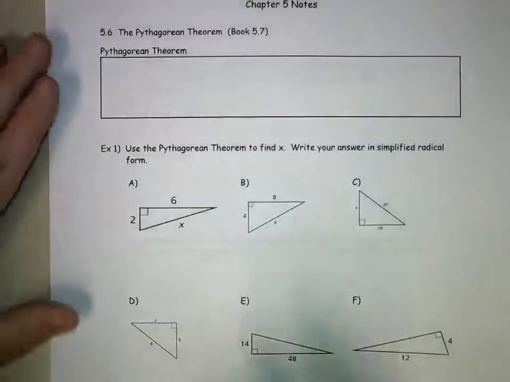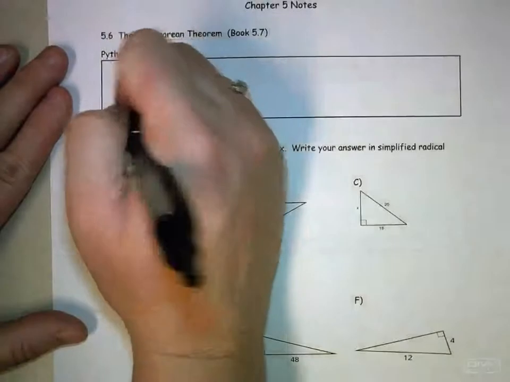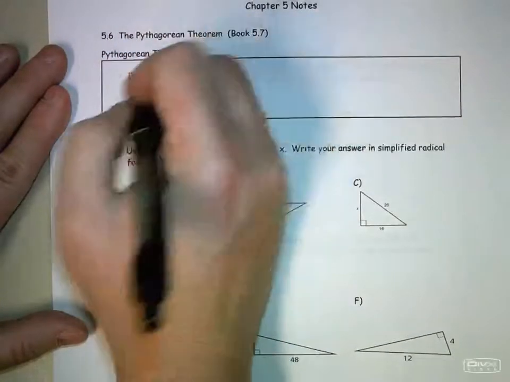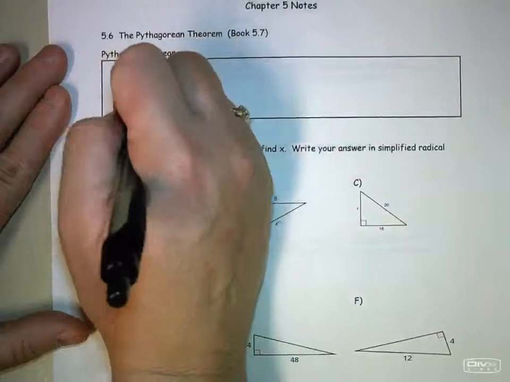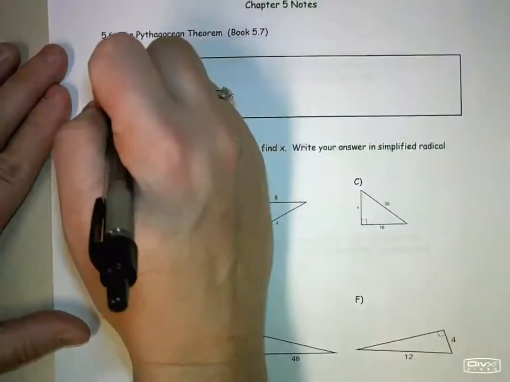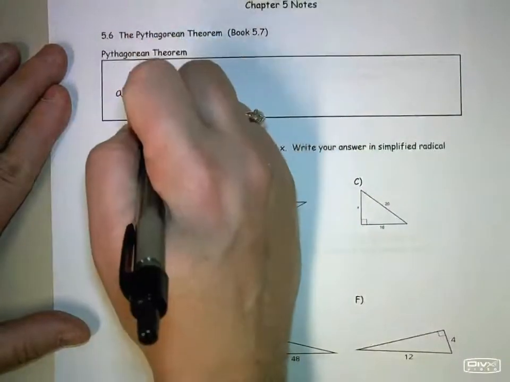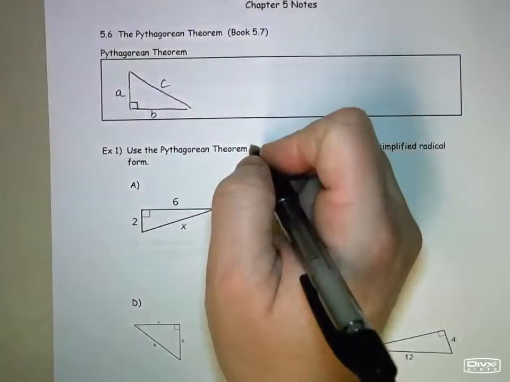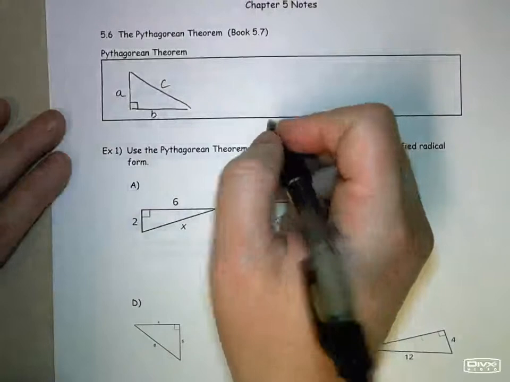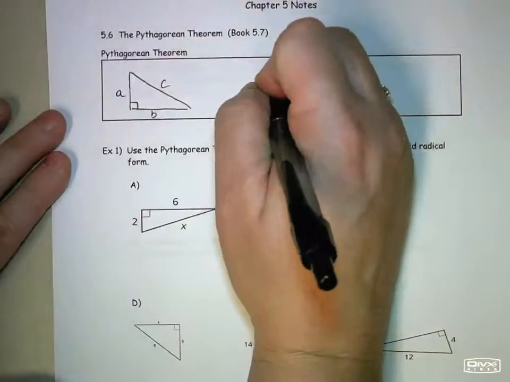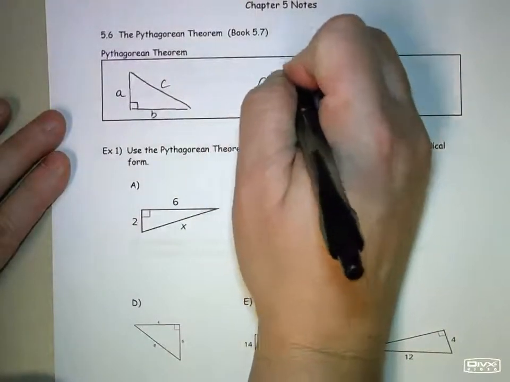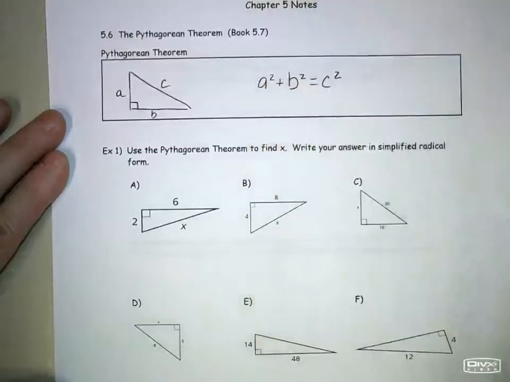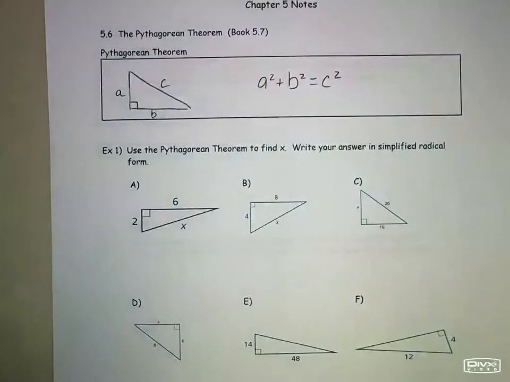Chapter 5, Section 6 is the Pythagorean Theorem. In the Pythagorean Theorem, we start with a right triangle. And in a right triangle, the legs are A and B, and the hypotenuse is C. And the Pythagorean Theorem says that if you have a right triangle, then A squared plus B squared equals C squared.